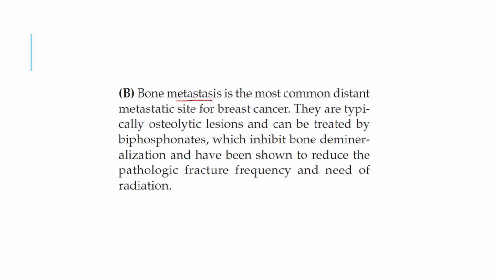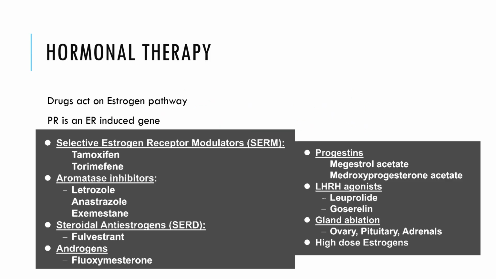Now for metastasis, bone metastasis is the most common distant metastasis for breast cancer. They are typically osteolytic lesions and can be treated with bisphosphonates, which inhibit bone demineralization, and they reduce pathological fracture frequency and need for radiation. So for breast cancer, metastatic disease in bone, you give bisphosphonates.